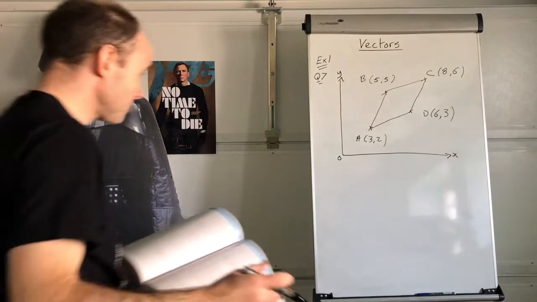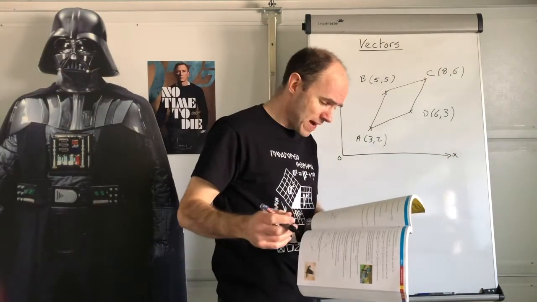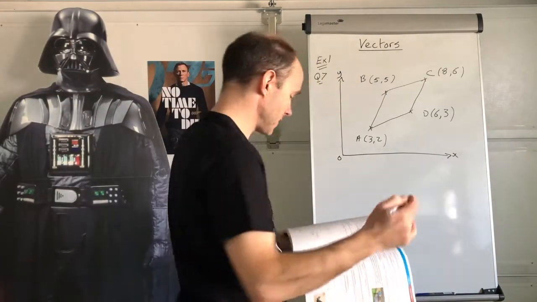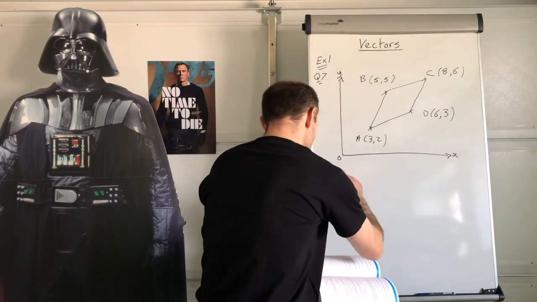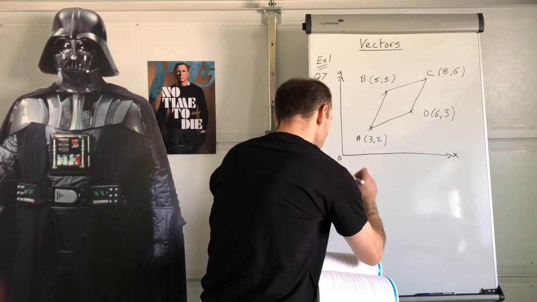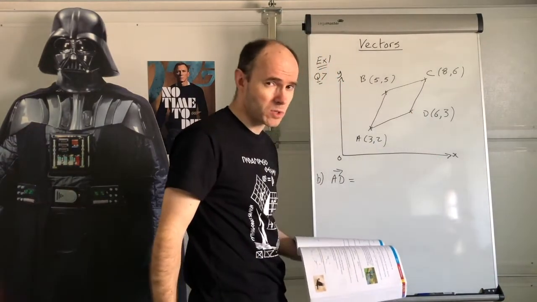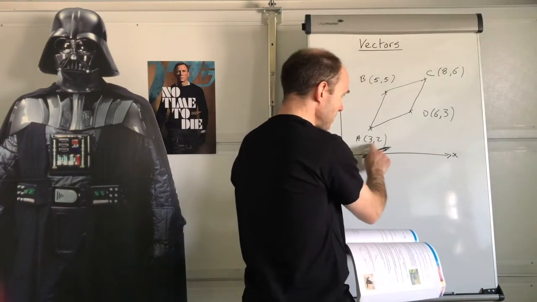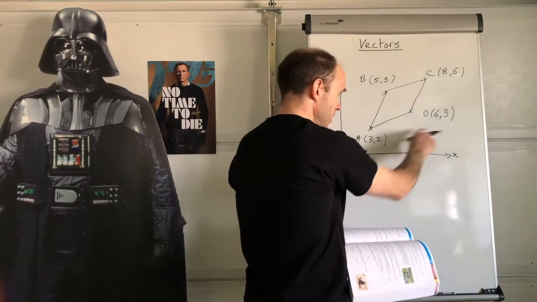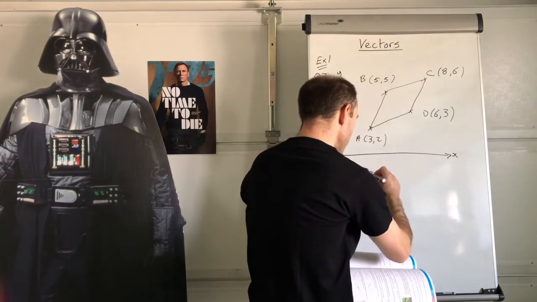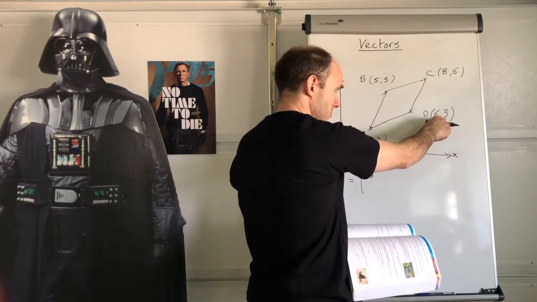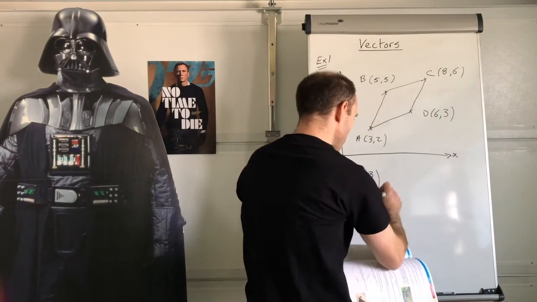Okay? Right, next it says, write AD as a column vector. So this is part B. Write AD as a column vector. So that's from here to here, isn't it? You can use the coordinates to do that. So how do you get from 3, 2 to 6, 3? We go 3 units towards the right, so that's 3, and then 2 to 3, that's 1 unit upwards. So it's 3, 1.